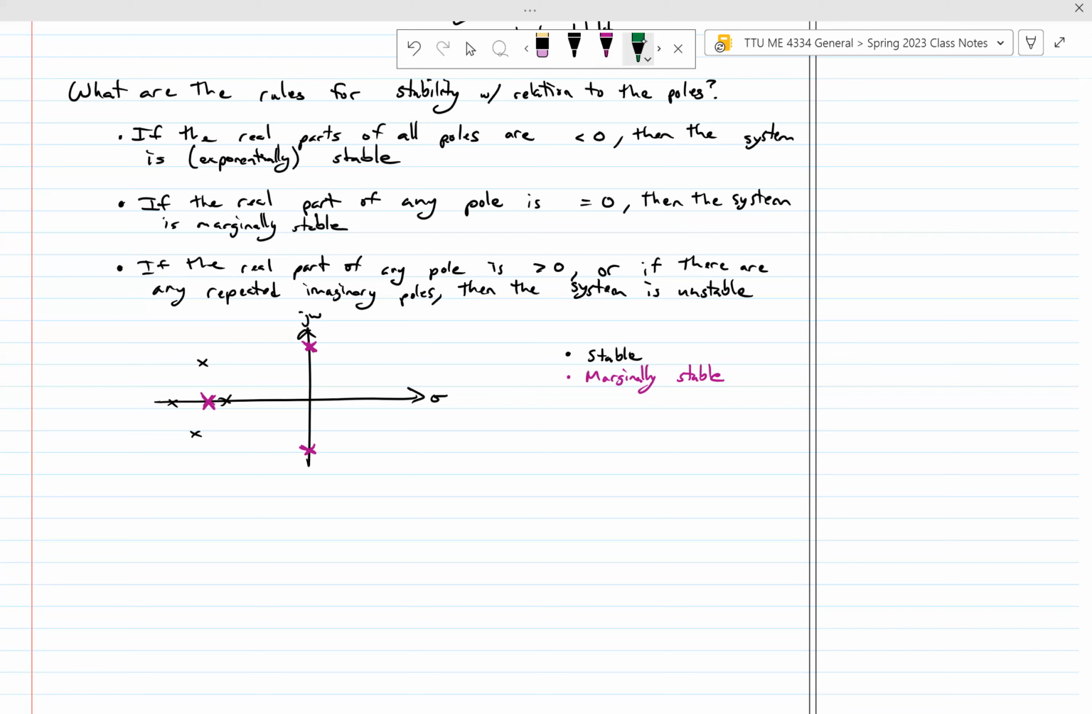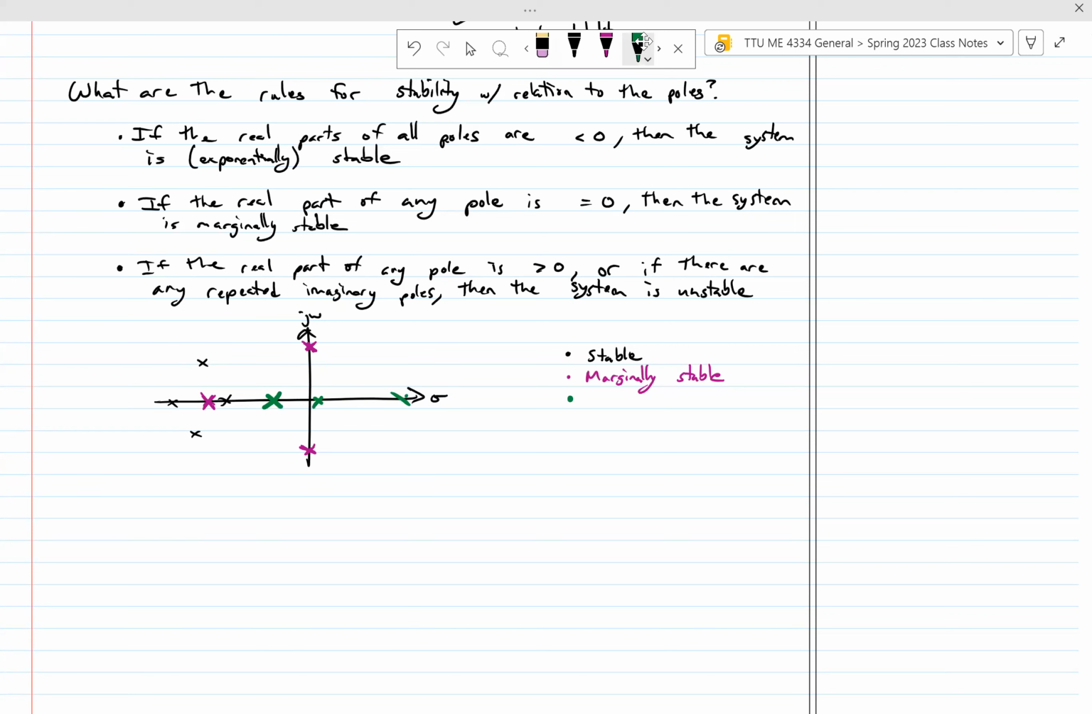Then, if we have, let's say, one that's here and one that's here, this would be unstable. Even if this one over here was over here or over here, it doesn't matter. Either case, that is unstable. All it takes is just one pole to have a real positive part, and you have an unstable system.